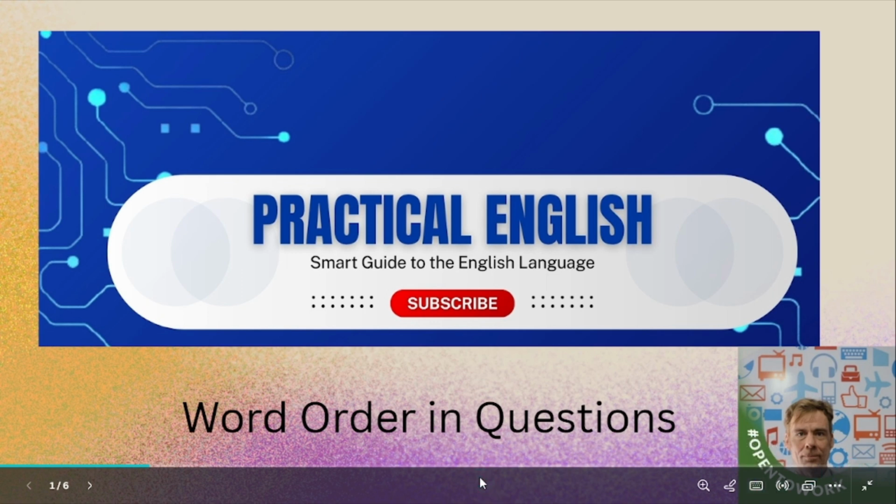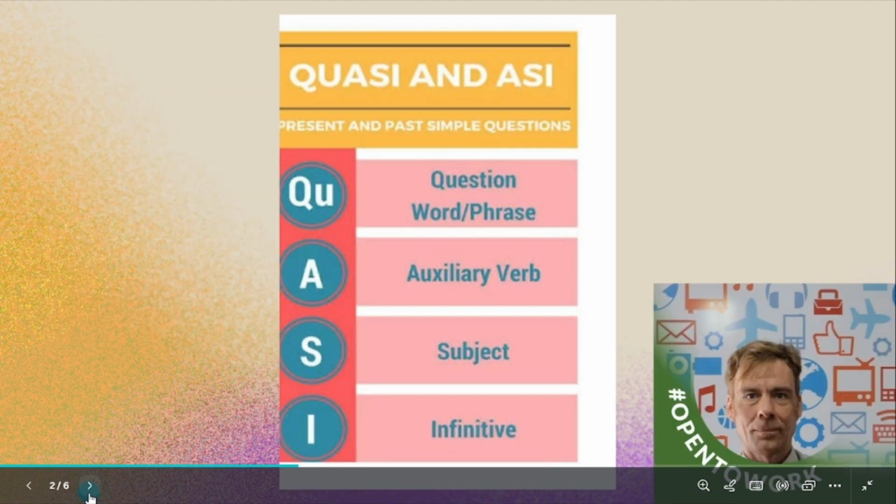Today we're going to be looking at word order in questions, particularly focusing on auxiliary verbs and the verb to be. So, let's start with a little formula that I teach all my students, and that is QASI. If you can remember this formula, you will never have trouble remembering the correct word order in questions. This stands for question word, auxiliary verb, subject, and infinitive.